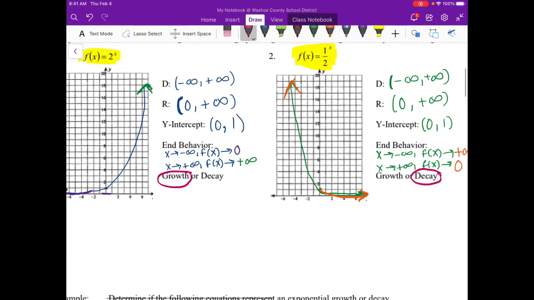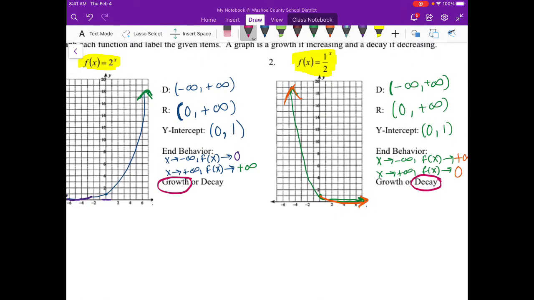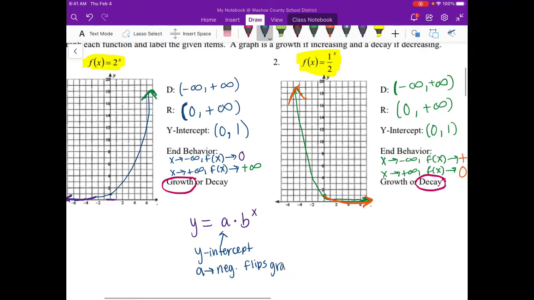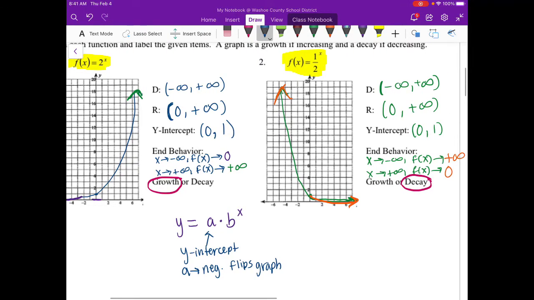So let's look at what determines whether it's going to be a growth or a decay and go from there. We have a general function for an exponential, y equals a times b to the x power. The a is going to be my y-intercept. If a is negative, it's going to flip the graph.